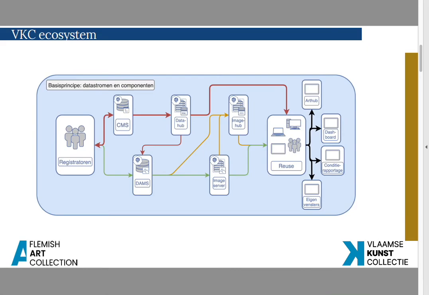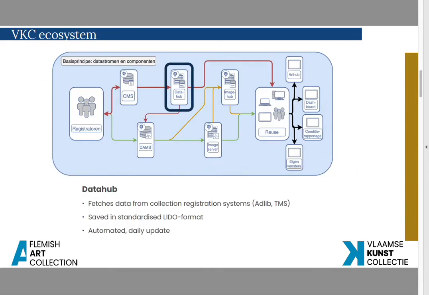Before we get to the condition reporting tool itself, I would like to elaborate briefly on the VKC ecosystem on which the condition reports are actually based. The VKC ecosystem consists of 4 to 5 components. As it primarily takes place within the museum world, everything begins with the registrars, who register information about their work in collection management systems.